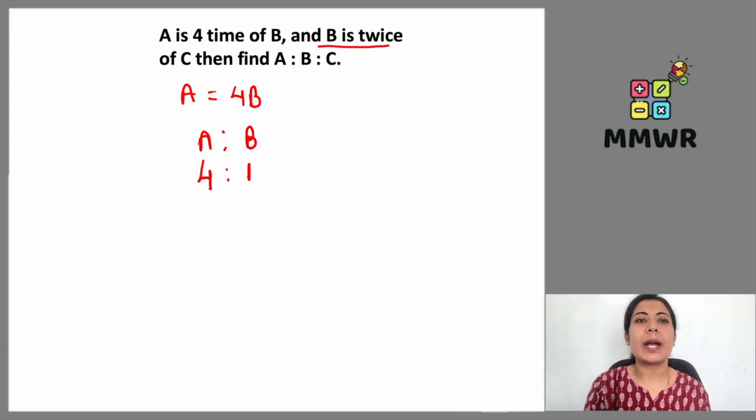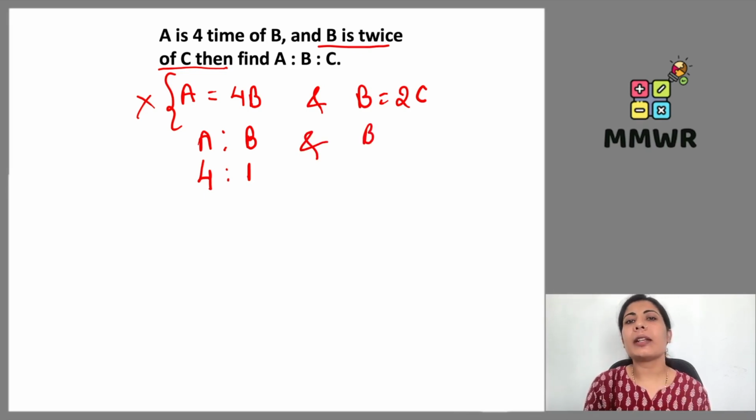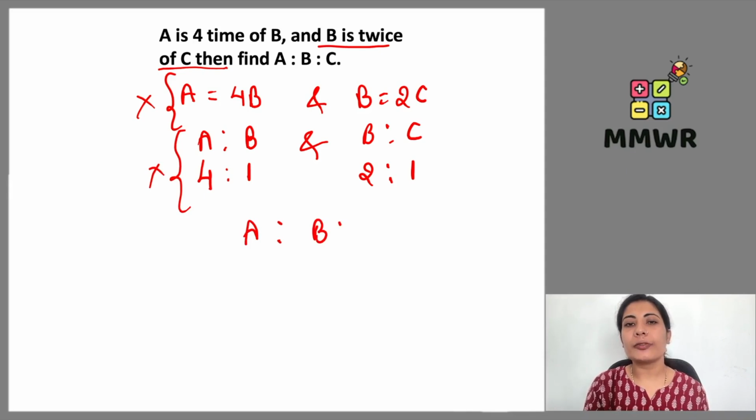And B is twice of C. So rather than writing this step, if you have practiced enough, you can directly write it in the form of ratio. B is twice of C. One more way is there. You can ignore this also. You can read the question and directly write all three of them in the ratio.